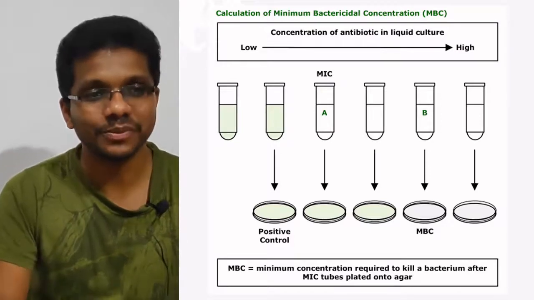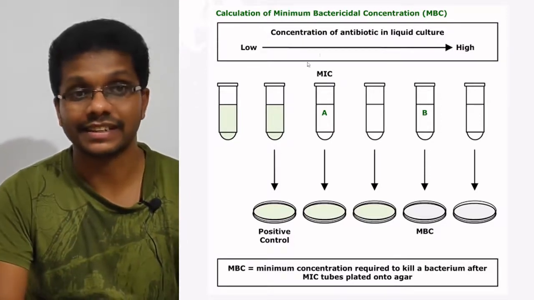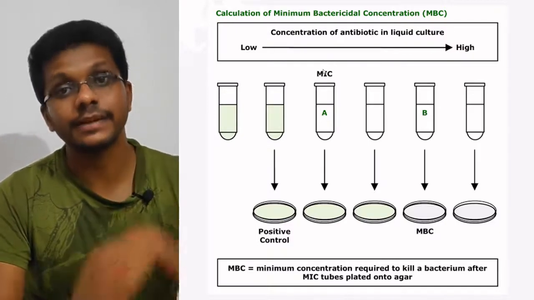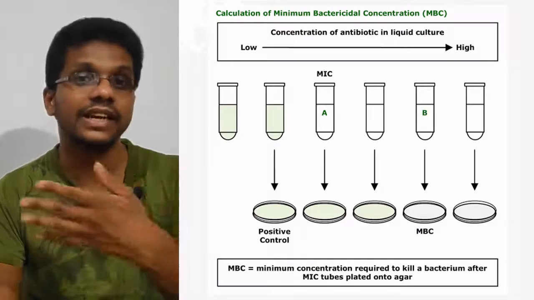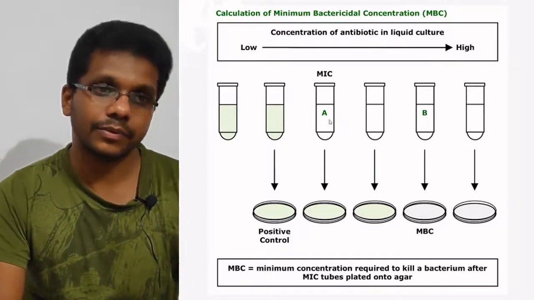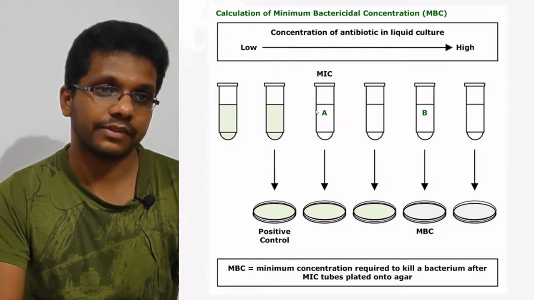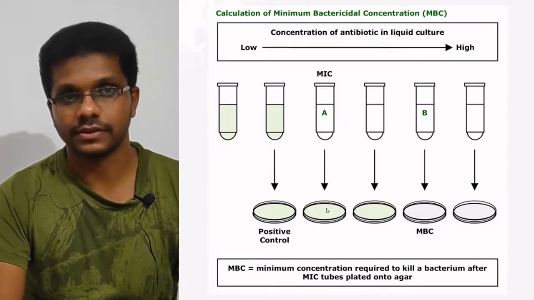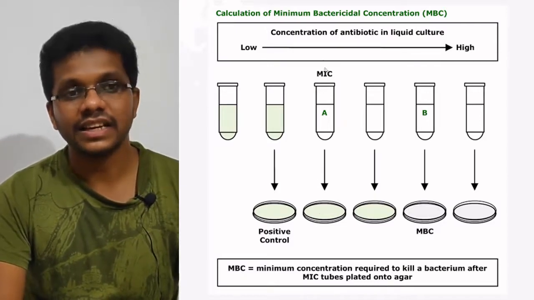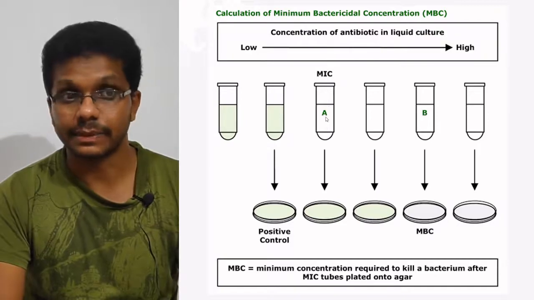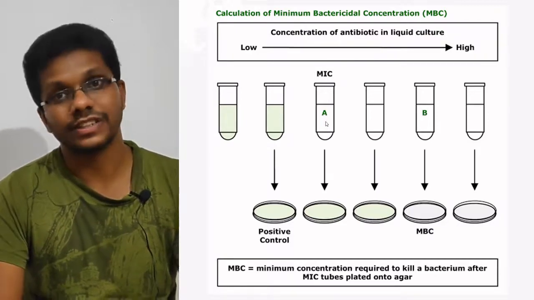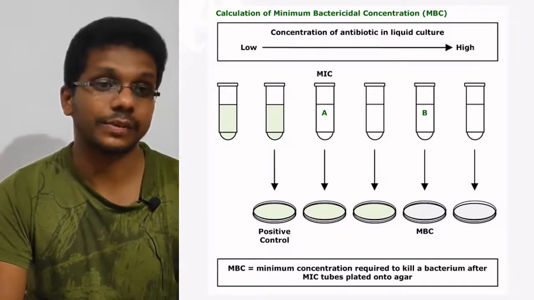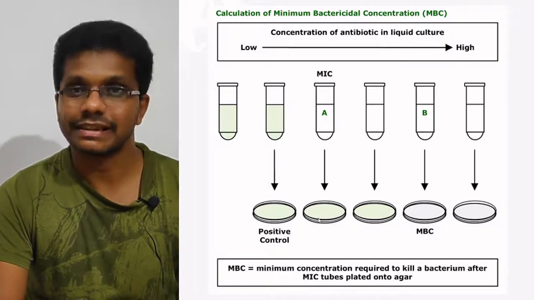The tube which doesn't show that much turbidity will be treated as the MIC, the minimum inhibitory concentration. As the antibiotic at this concentration is inhibiting the growth of microorganism, you cannot see turbidity. But if you take a sample from this tube and plate it on an agar plate, you may see different colonies. At MIC the microorganisms get inhibited; they are not killed. Their growth is inhibited. That's enough for preventing or treating so many diseases, but the microorganism is still alive.